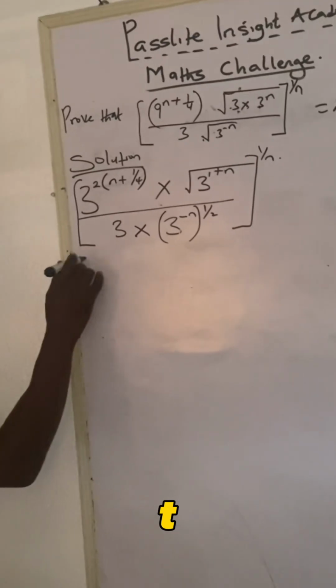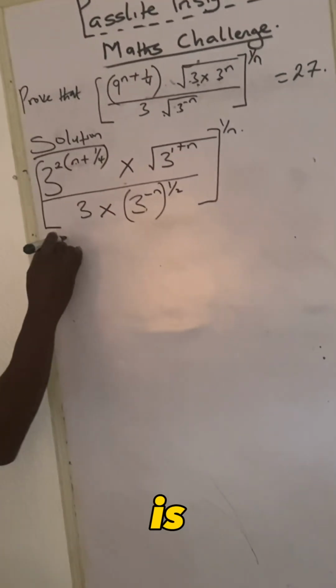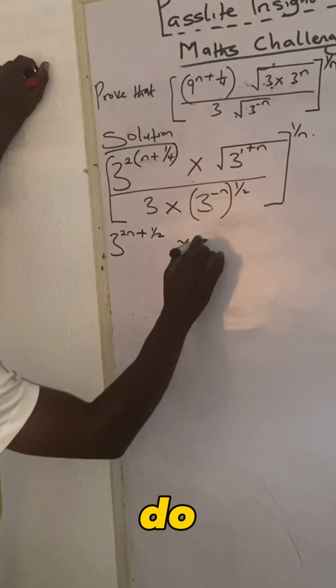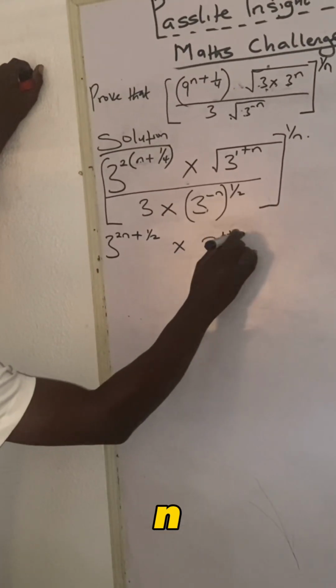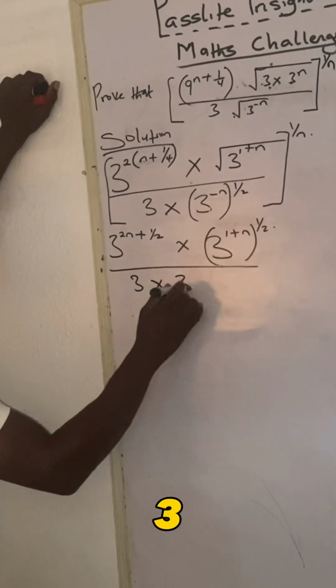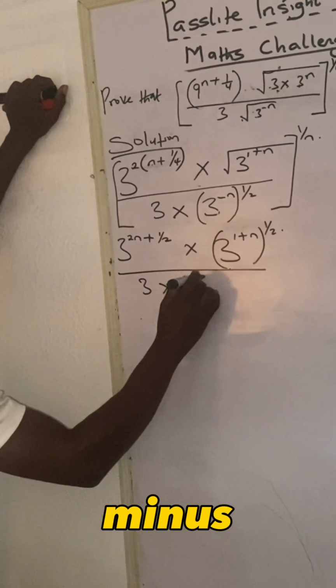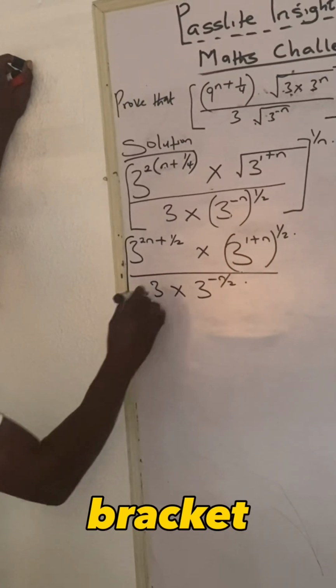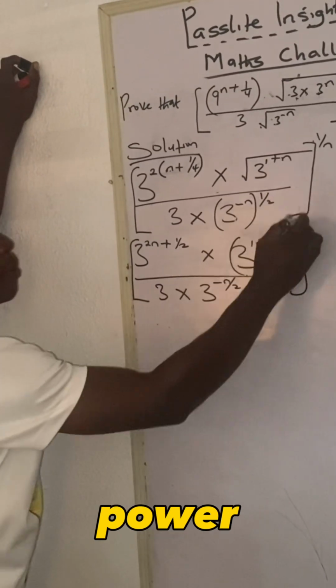So let's continue. 3 raised to power 2 times n, that is 2n, plus 2 times 1 over 4, that is 1 over 2, times 3 raised to power 1 plus n. Open bracket, close bracket, your square root is all over 3 times 3 raised to power minus n times half, that is minus n over 2. Open bracket, close your bracket, raised to power 1 over n.